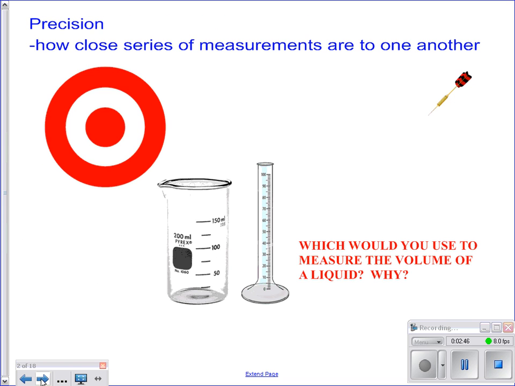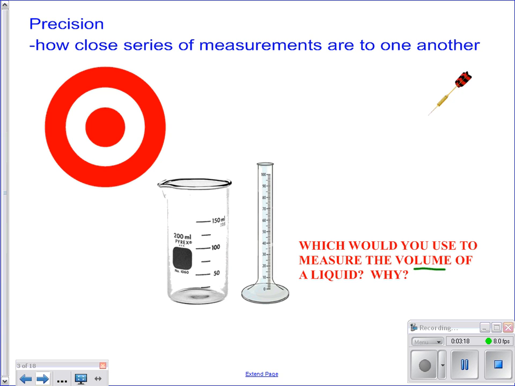The other term that we want to look at is precision, and that has to do with how close a series of measurements are to one another. This has a large amount to do with the instrument being used, the lab equipment being used. So if you wanted to measure the volume of a liquid, think about that word there, you want to measure the volume.